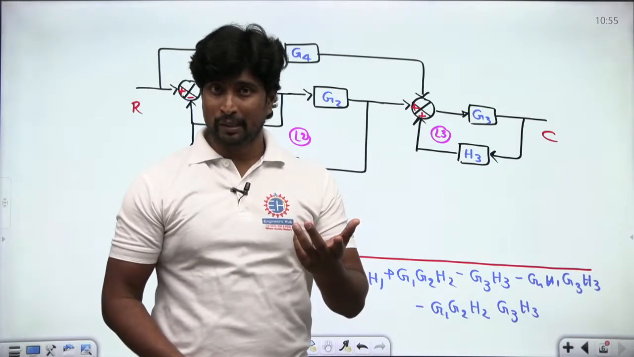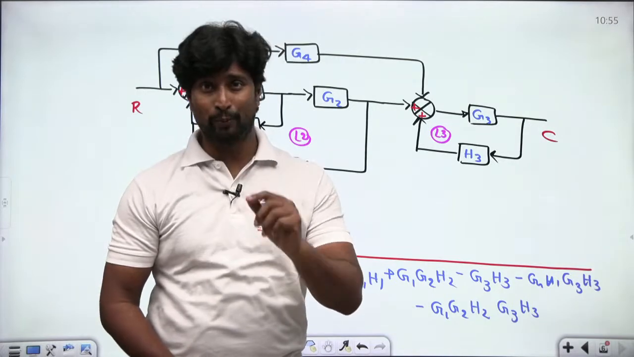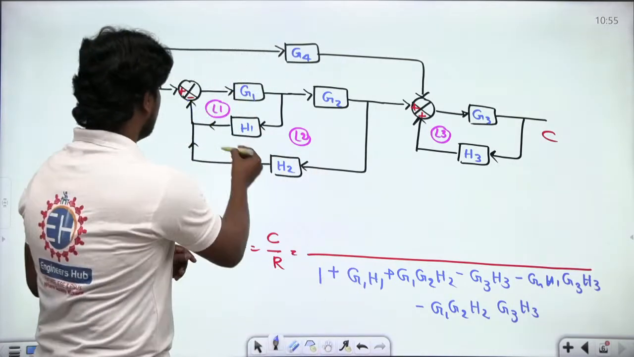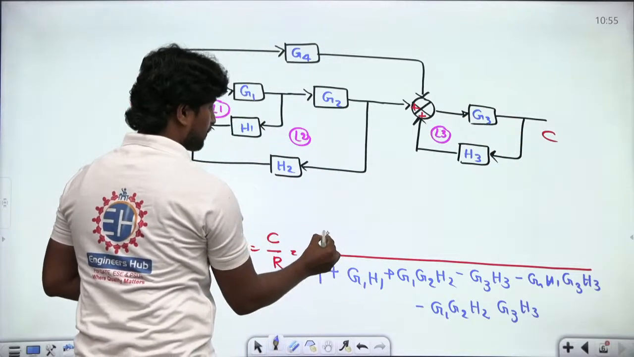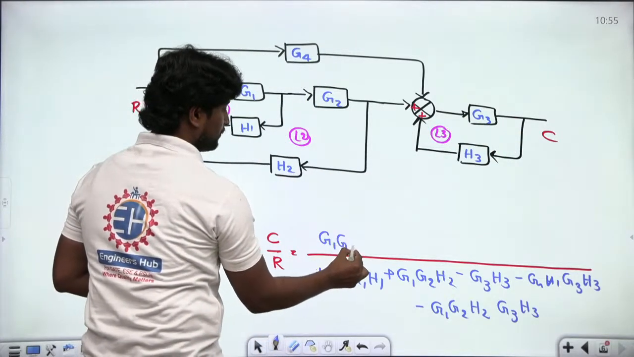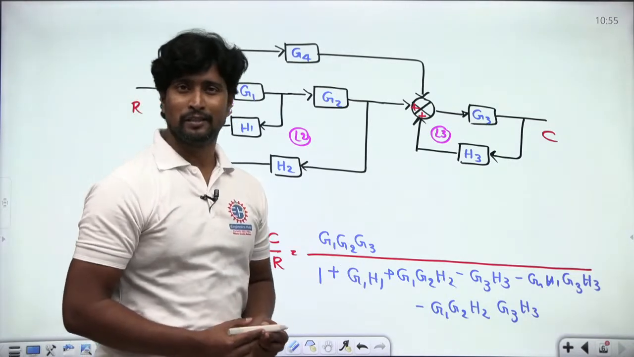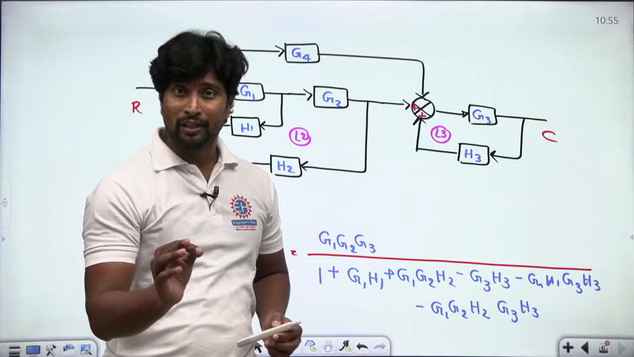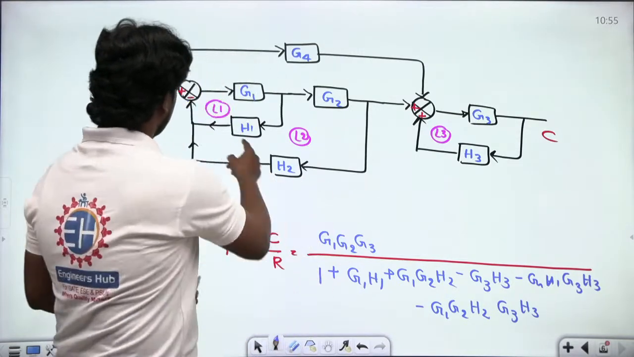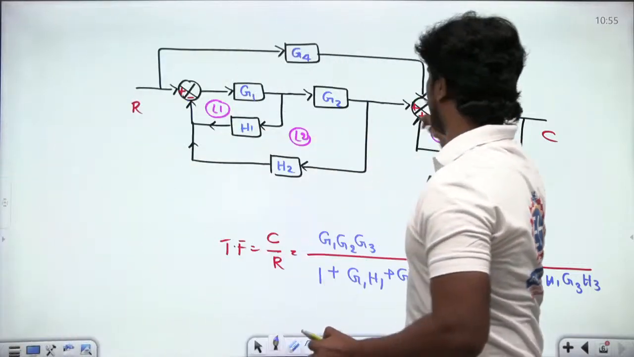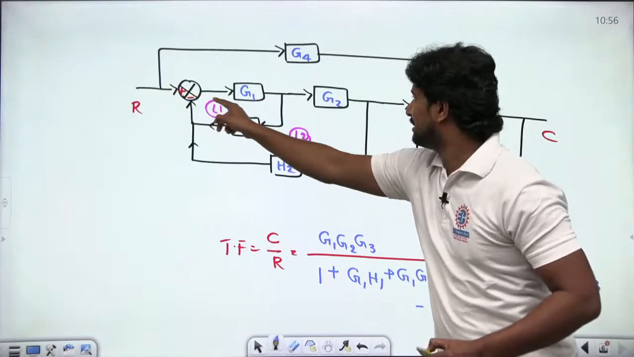Already we know the numerator part is made up of what? Forward paths. So observe it. How many forward paths are there? So guys, carefully listen. This is the first forward path, G1, G2, G3. Parallelly observe whether that forward path is touching all the loops or not. Check it. That forward path is touching loop 1, loop 2, and loop 3.